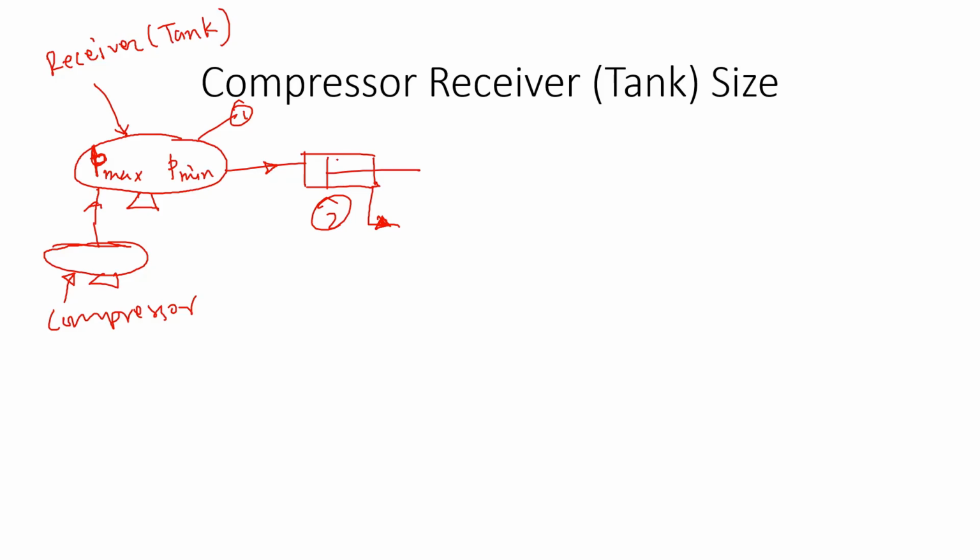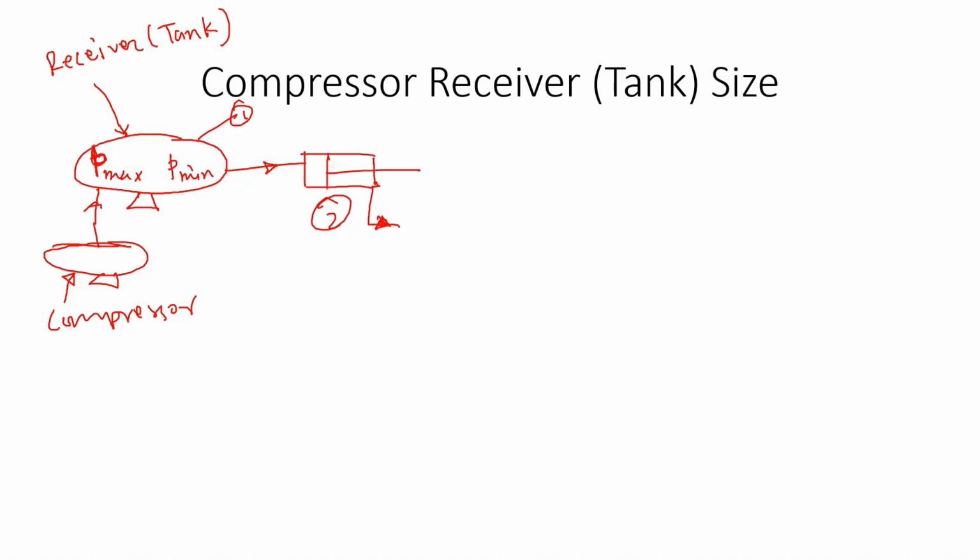Now let's imagine that this pneumatic cylinder is working by this compressed air. When the cylinder is taking this compressed air, the pressure will start to decrease in this tank, and it has some minimum value. Once it reaches that value, the compressor starts again and fills up this tank with high pressure gas or air.